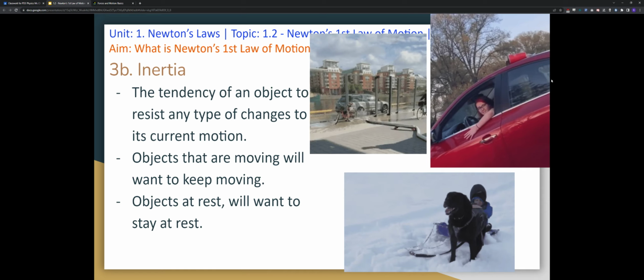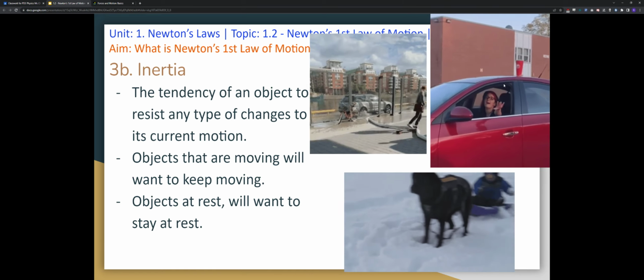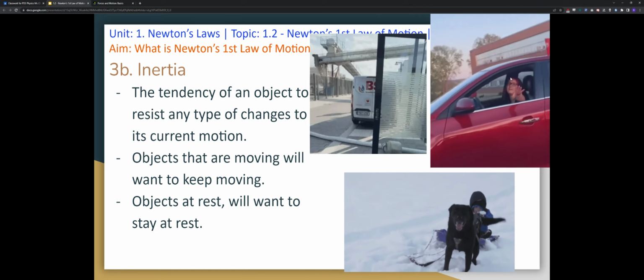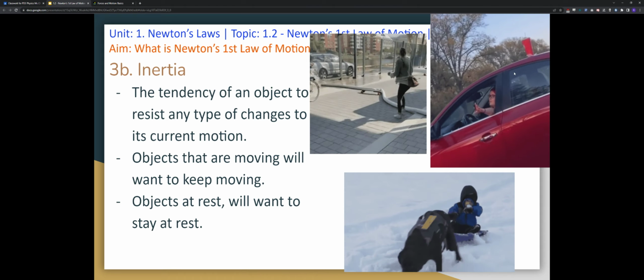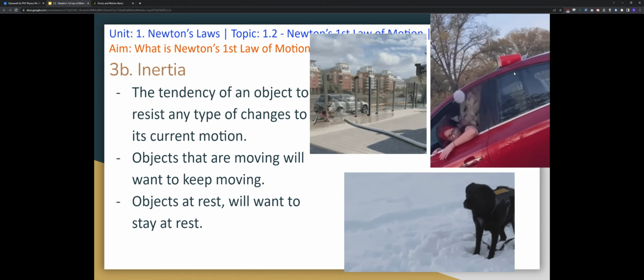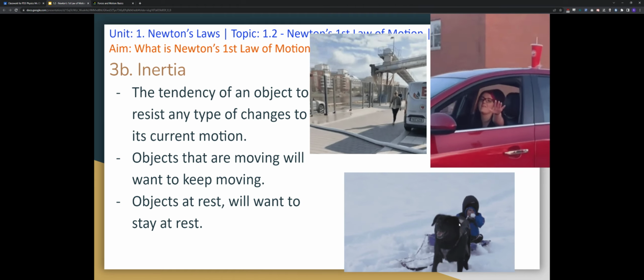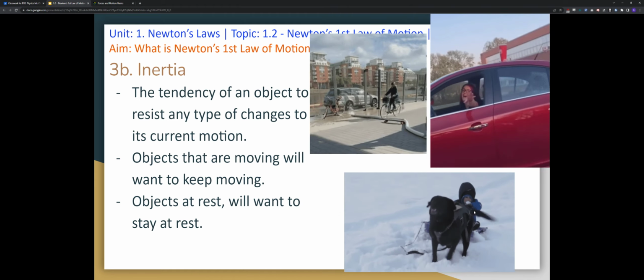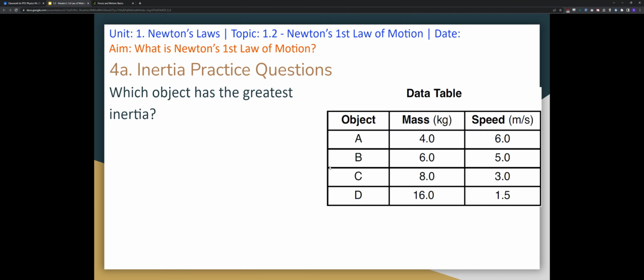Same thing with the soda can, right? The car is moving, the soda can is moving. The car stops, but the soda can wants to keep moving and so falls over. The baby is at rest on the bottom. The dog moves. Well, the baby wants to stay at rest.